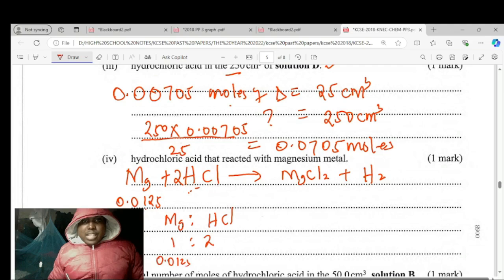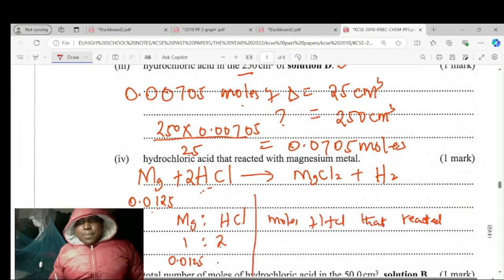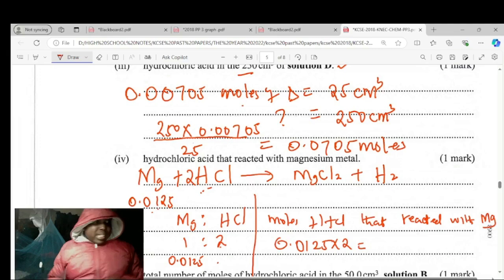So moles of HCl that reacted with magnesium is equal to 0.0125 times 2. Na hiyo unafinya calculator unapata ni 0.025 moles. This is the moles of HCl yenye react na magnesium initially kabla tukuje kwa procedure 2. Very nice.